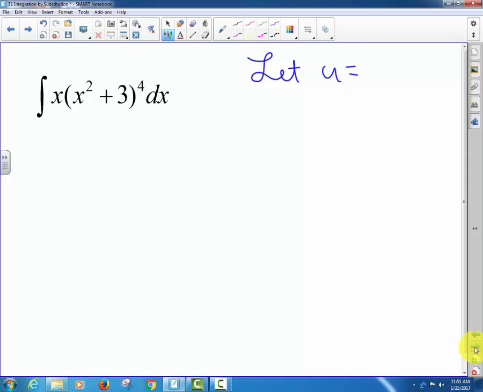Yeah. So you let u be x squared plus 3. I mean, that makes sense with everything we've done so far. It's inside of another function. So if we let u be x squared plus 3, then du is 2x dx. And that's where you say, what's my problem? I don't have a 2x over there anywhere. Well, that's a bummer.